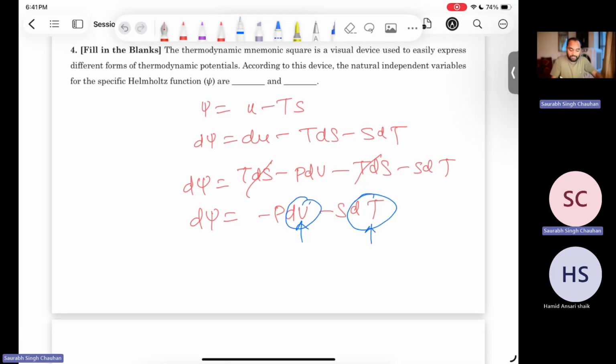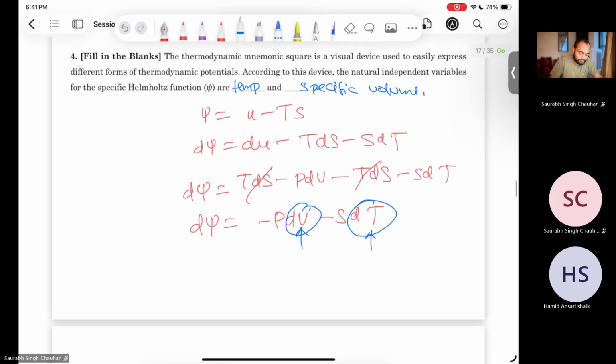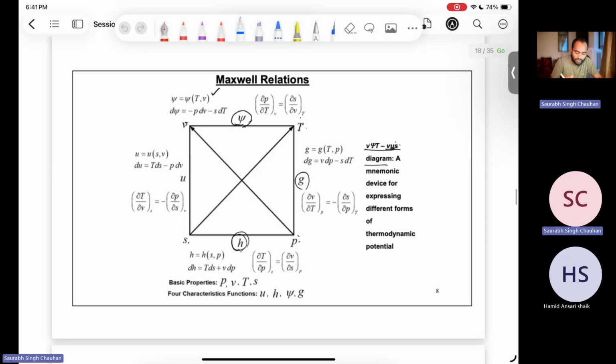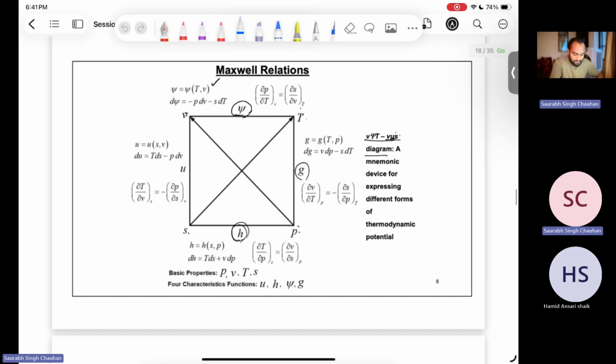Those whose derivative is being taken. So we have temperature and specific volume. So here we have this square. I hope you already know how to use that. That has been described in the lecture. I will not spend much time on that.